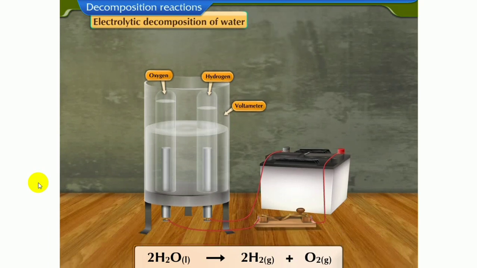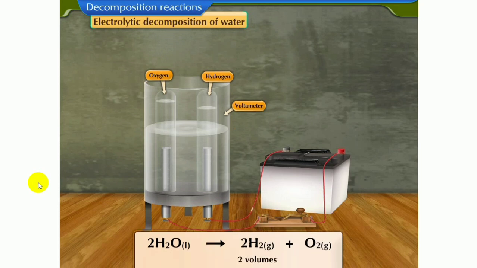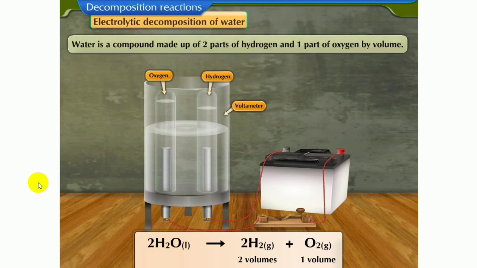The electrolysis of water produces 2 volumes of hydrogen gas and 1 volume of oxygen gas. This shows that water is a compound made up of 2 parts of hydrogen and 1 part of oxygen by volume.